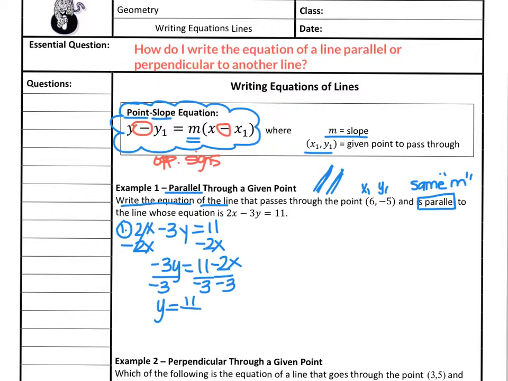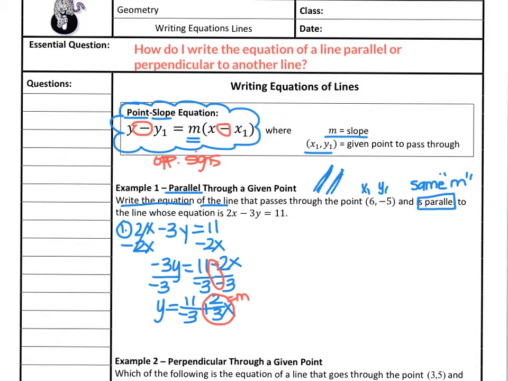11 over negative 3 we can leave as a fraction, but right in here when we have two negatives stacked up on top of each other, a negative divided by a negative is going to change into a positive, so plus 2/3 x. Okay, so now we have to identify which one is the slope, which one is the y-intercept. So the slope is always, always, always the one that's attached to the x. So our slope is 2/3.